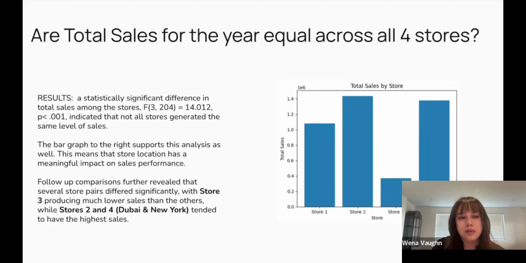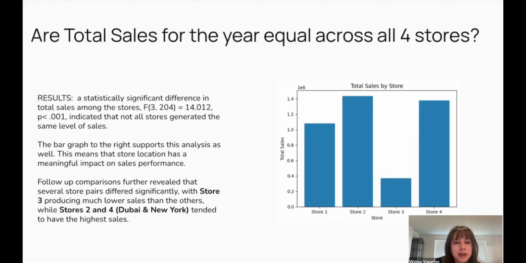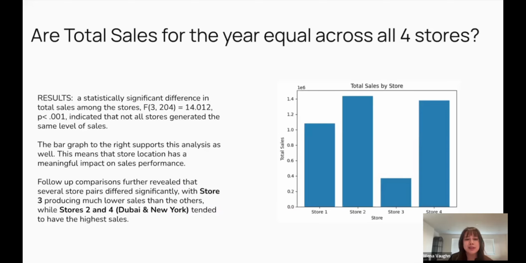ANOVA results. The ANOVA results were statistically significant, and P is less than 0.001. This means total sales are not equal across stores. Post hoc Tukey comparisons revealed Store 3 significantly underperformed. Stores 2 and 4, Dubai and New York, had the highest sales. This satisfies the requirement for at least one ANOVA analysis between groups. So in conclusion, store location has a meaningful impact on revenue.